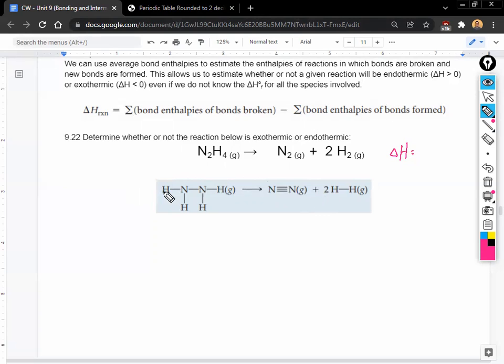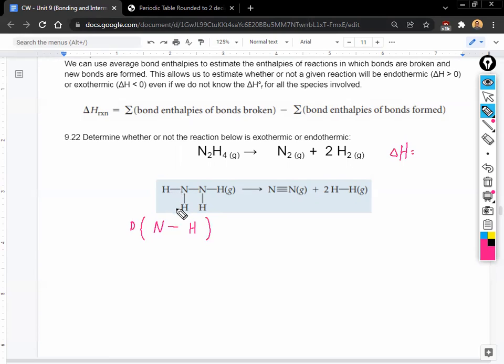This is an easier problem because we only have one molecule that's breaking down. So let's just think about this. What type of bond was broken in this molecule? It's single, but single between what elements? Yeah, so we've got a nitrogen-hydrogen bond. You guys see that? There's a nitrogen-hydrogen bond.